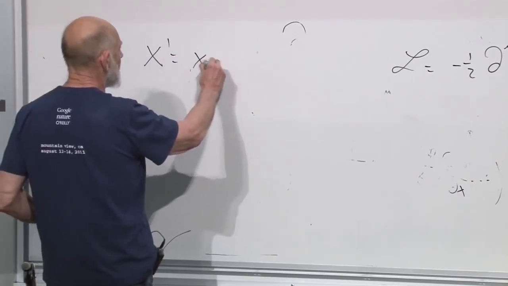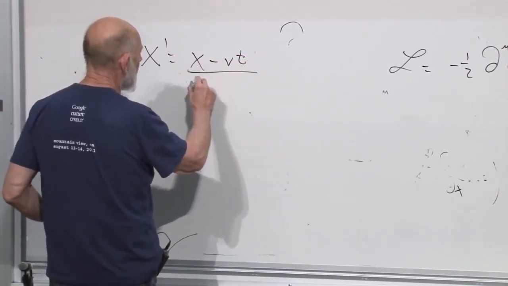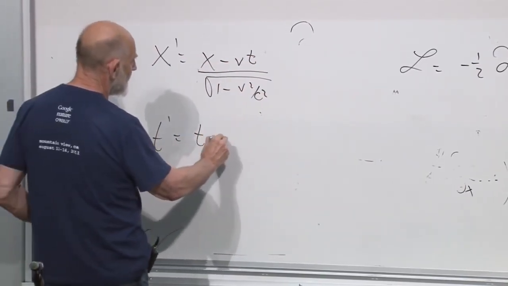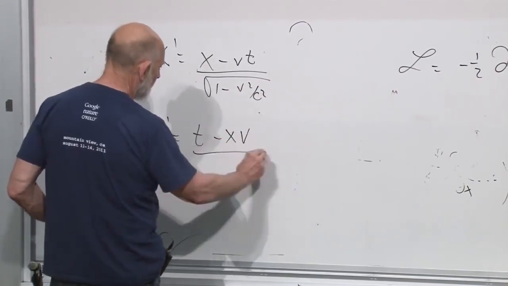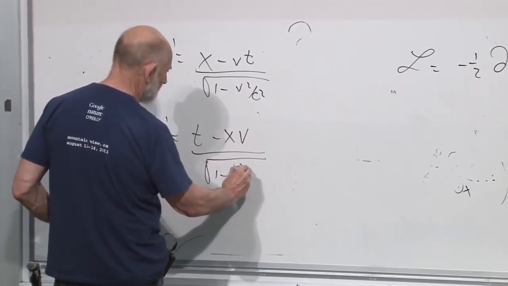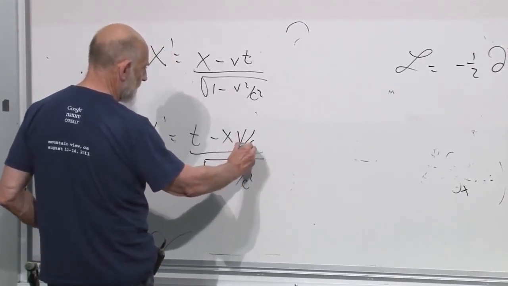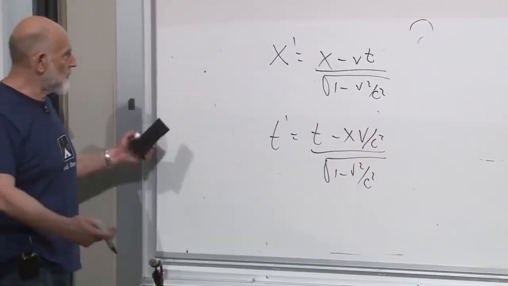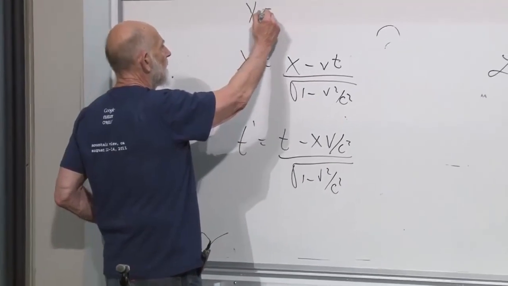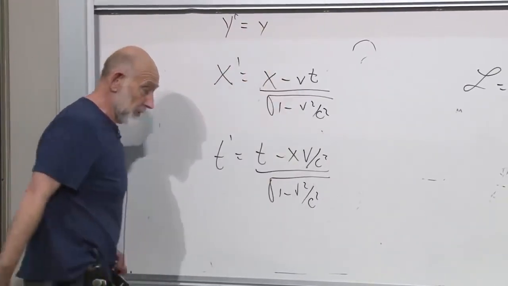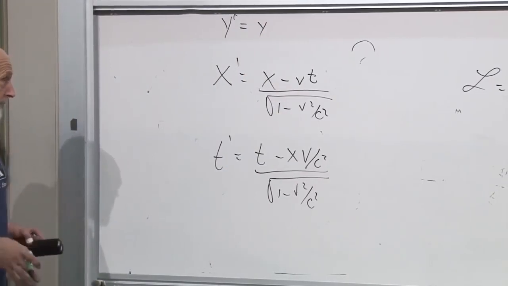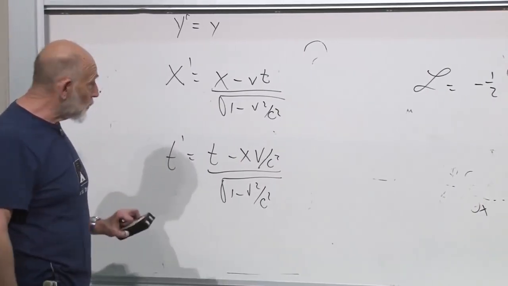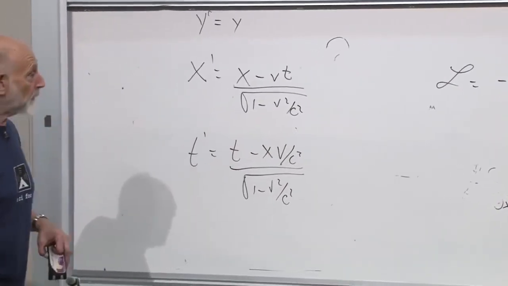x prime is equal to x minus vt divided by the square root of 1 minus v squared over c squared. t prime is equal to t minus xv over the square root of 1 minus v squared over c squared, but I'm not quite right. I think I have to divide this by c squared to get the units right. And of course we have two others: y prime is equal to y, and z prime is equal to z. We didn't speak much about this, but we could take the limit of these transformation rules as the speed of light gets very, very big.